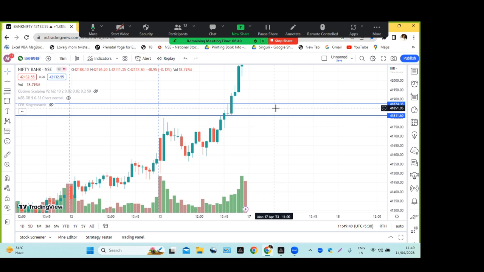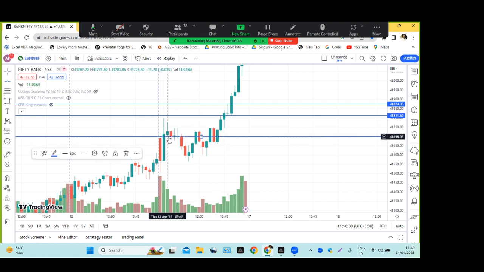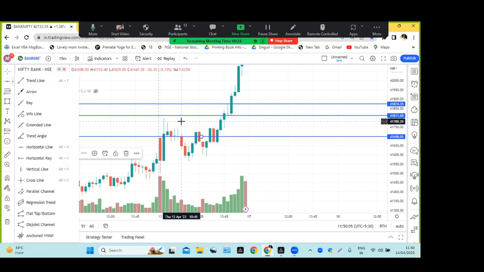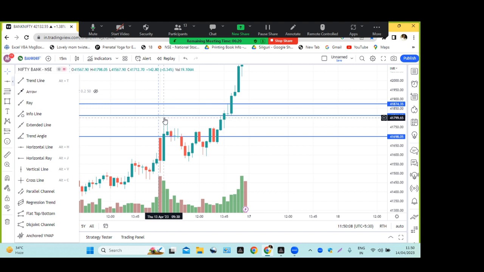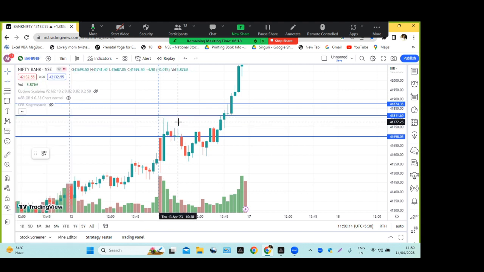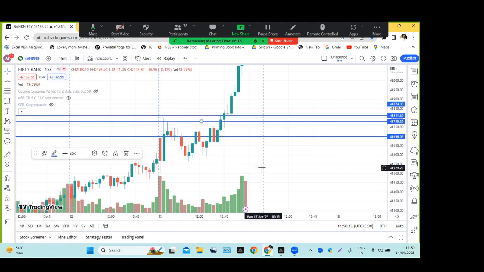Even on a 15-minute chart, how many trades can we get? See, this is the shooting star. See this one, let me show. Can you see this? This is the high, so we can consider it as a stop loss. And if you had entered on this, don't you think you have made money?